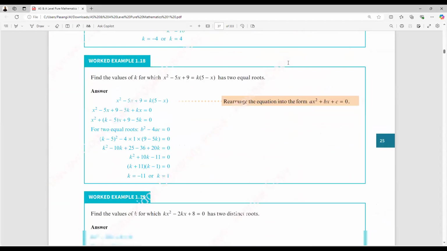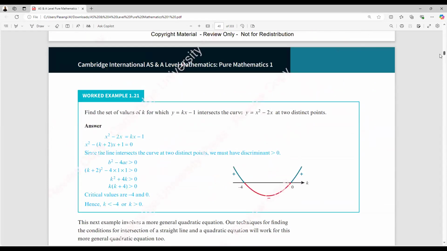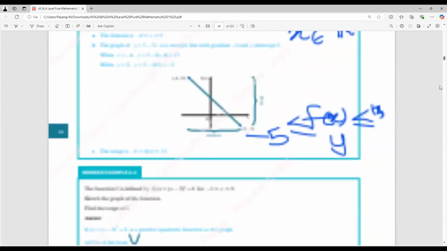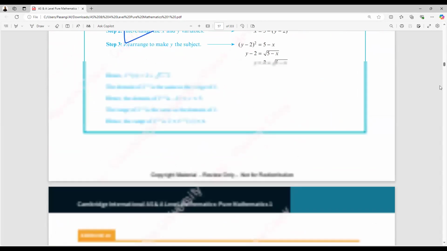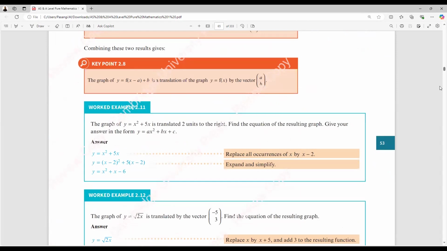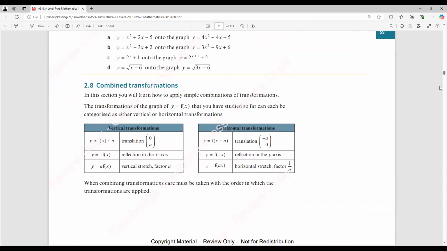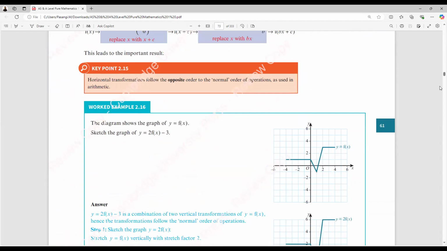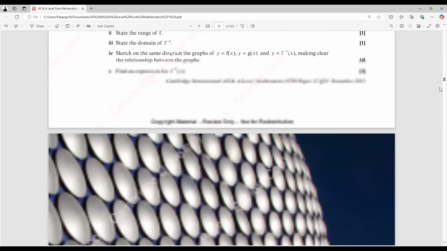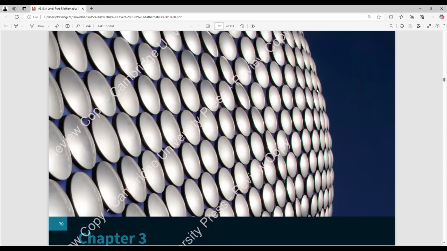So we completed all these ones. Functions also, I think we did. Then we completed the transformation thing as well, right? Yeah, we did. Chapter 2 also we already completed.